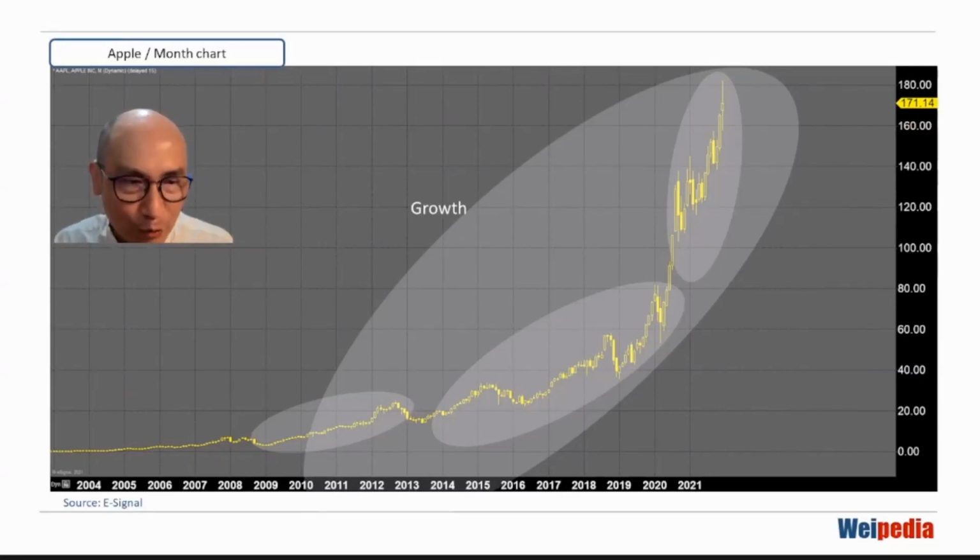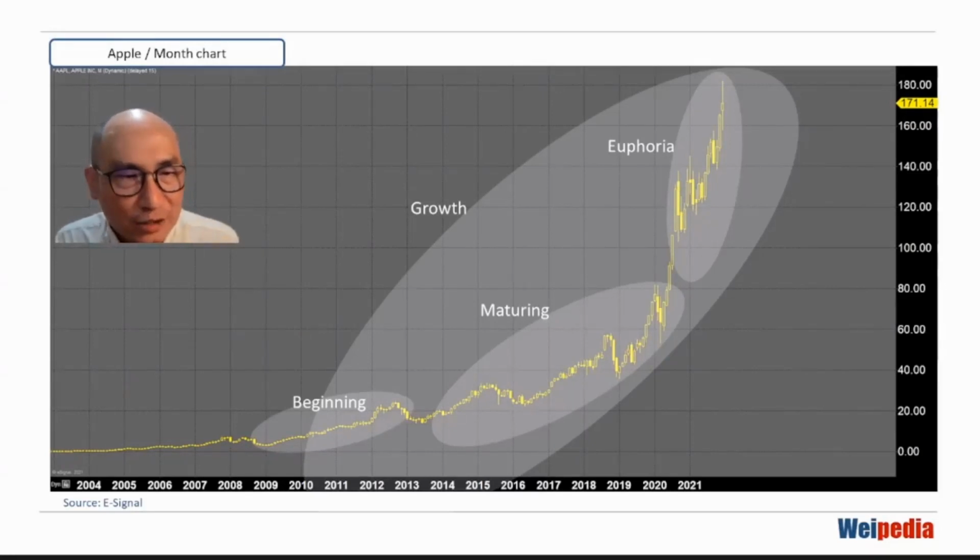Even within the growth, I think something very interesting here is that there are three stages mainly. Now, what are the three stages? The three stages are the beginning stage, which is pretty boring, and the maturing stage, followed by the euphoria stage.